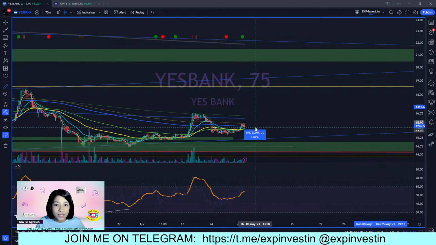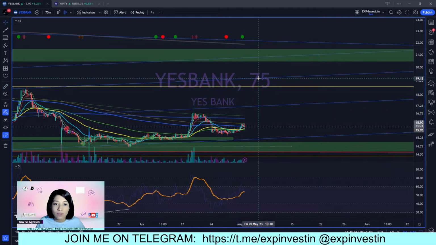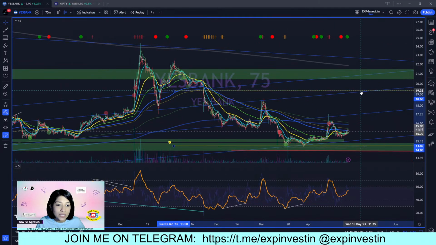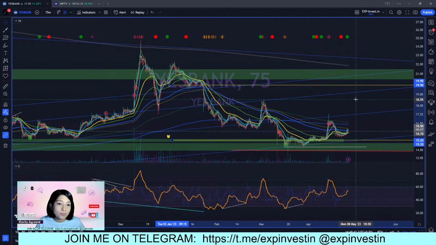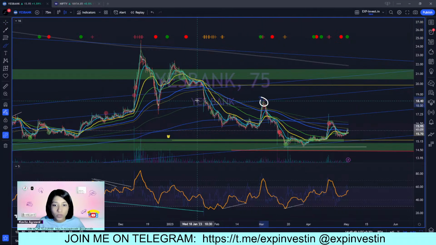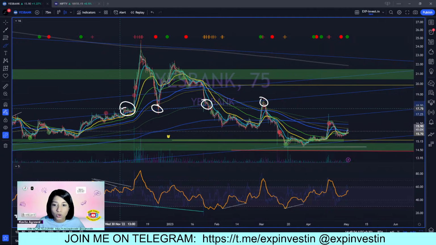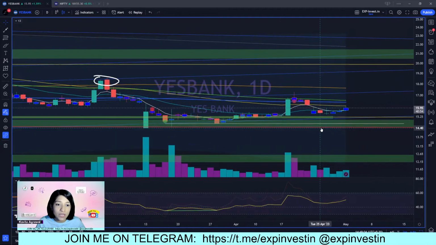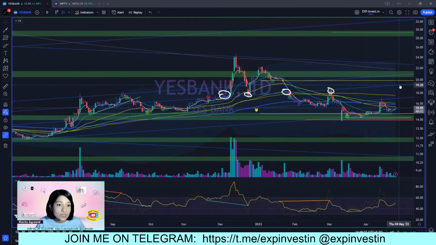What I think is it can go and retest the level of 19. Now, going above the level of 19.5 might be very tricky for the stock, considering there's a strong trend line resistance, and this trend line has showcased its importance on multiple occasions. For example, here it took support, here it took strong resistance. So it's a strong trend line. I would look for good reason to believe that Yes Bank is going to go above the level of 19, but I do believe it will retest the level of 19.